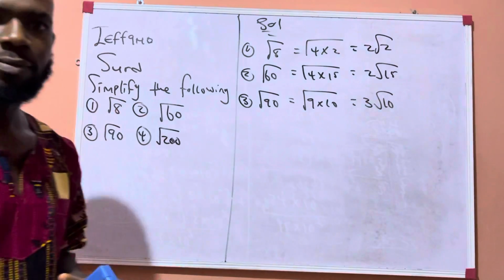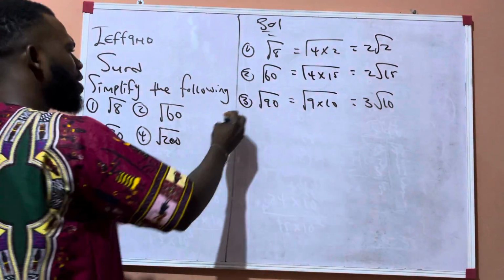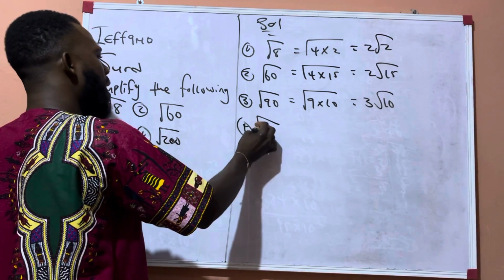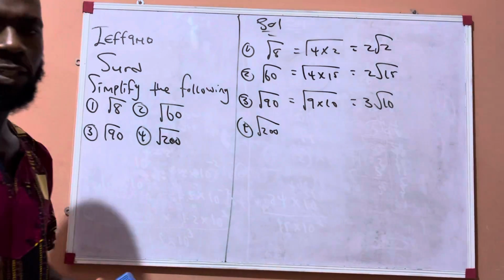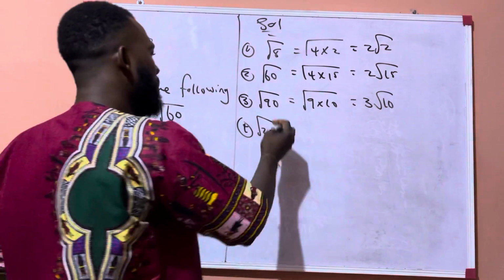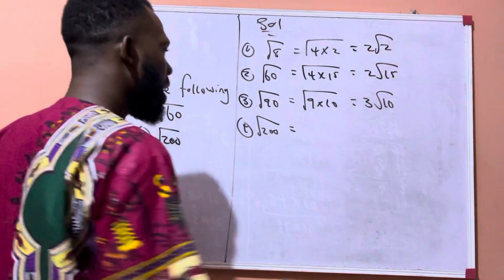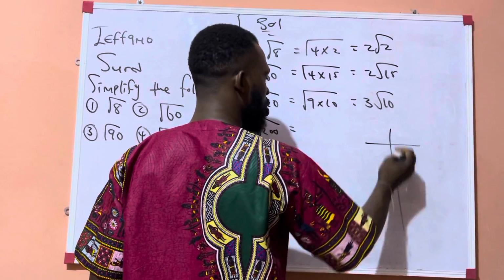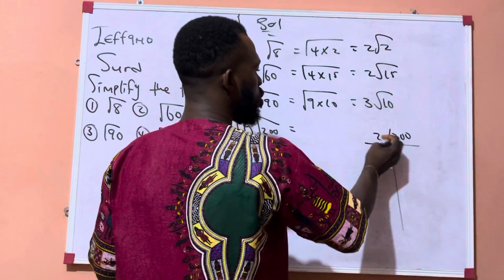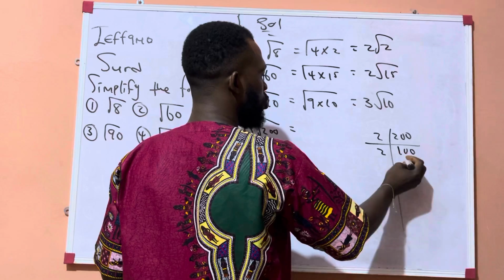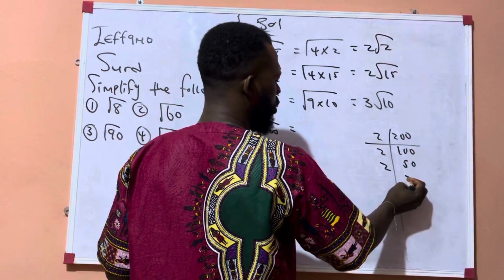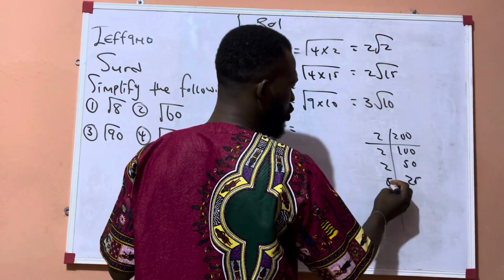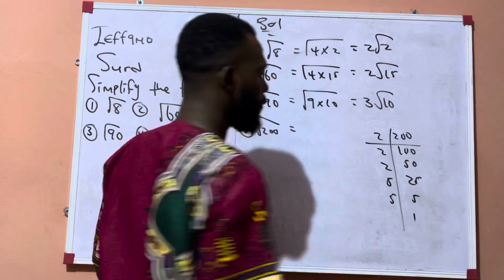Root 10. And lastly, we have question number 4, which is to simplify root 200. The same thing applies. Using the LCM method, let us solve for the LCM of 200. Now, 2 into 200 is 100, 2 into 100 is 50, 2 into 50 is 25, 5 into 25 is 5, and 5 into 5 is 1.